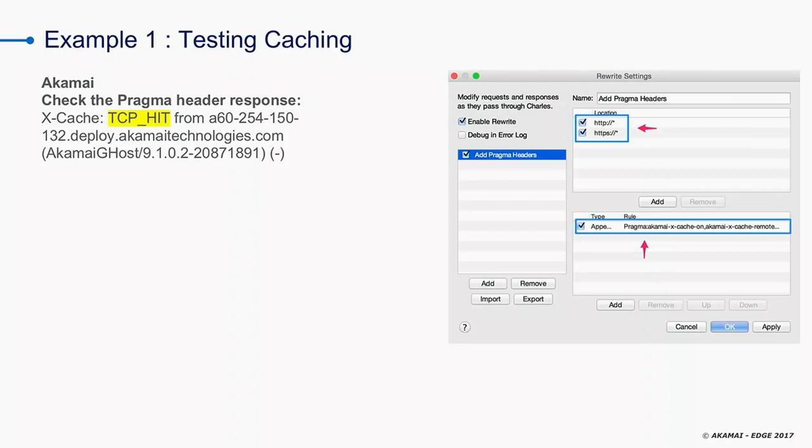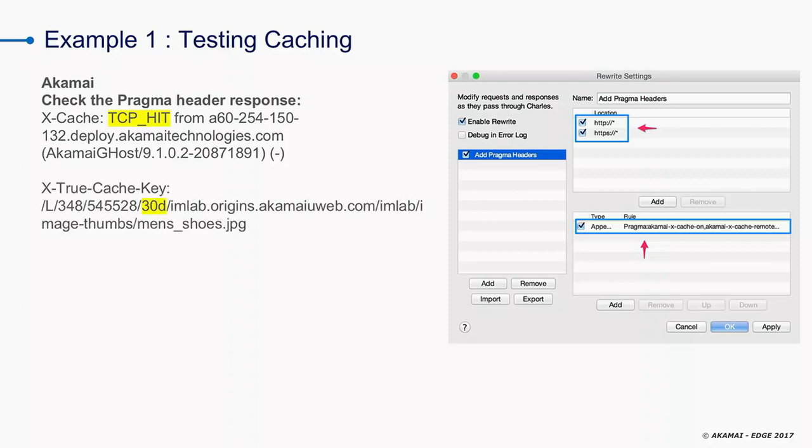Up next, we have the X-True-Cache-Key, wherein we can see the TTL, or the time to live, for the cache that the response is being stored for. In this case, it is 30D or 30 days, but it can vary. And of course, the cache key doesn't guarantee that it's going to get cached for 30 days, but it's the starting point and the first thing to look at. Next, we have the X-Check-Cacheable. In this case, if it is yes, it means that the response is cacheable. If it is no, then it cannot be cached.